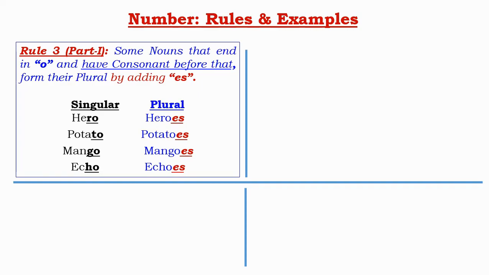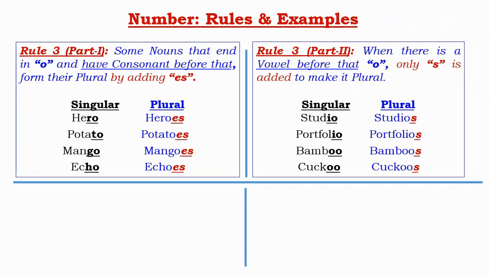But in the other part, that is part 2 of the same rule, rule 3 part 2, when there is a vowel before that o, only s is added to make it plural, such as studio becomes studios, portfolio becomes portfolios, and bamboo becomes bamboos, etc. In such a rule, there are exceptions also.